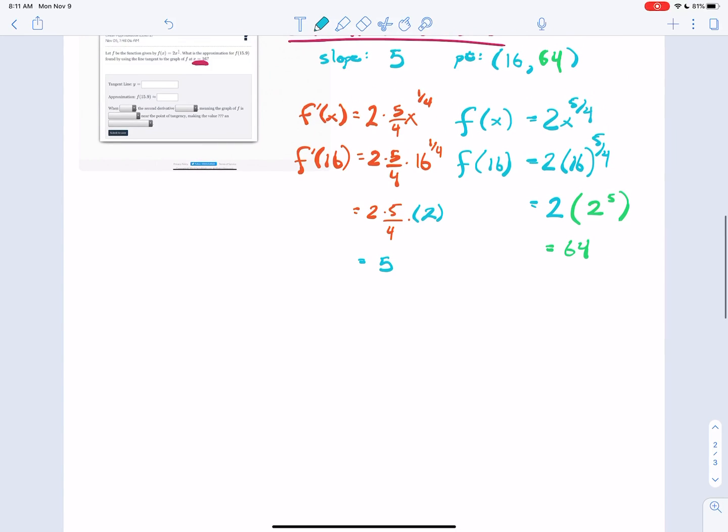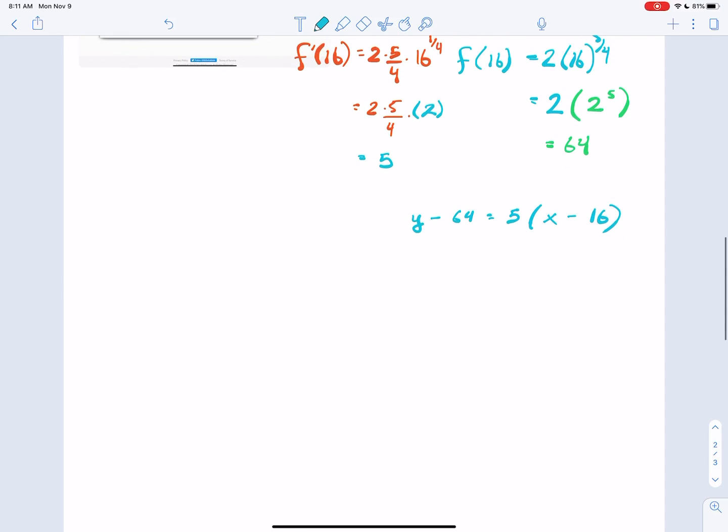Let's go ahead and make a tangent line. So we have y minus 64 equals the slope 5 times x minus 16. Now, the only thing different with linear approximations is that usually we leave it here, but we're going to use this tangent line. So what we're going to do is isolate the y here by adding 64 to both sides. So that's going to be y equals 5 times the quantity of x minus 16 plus the 64, and we'll leave it right here. This is your linear approximation.